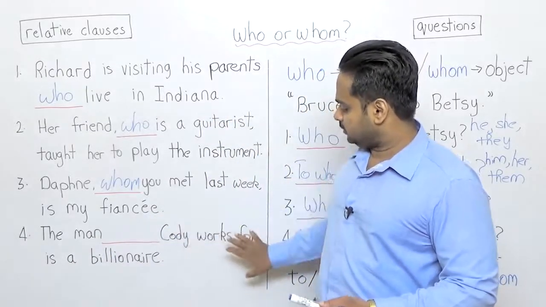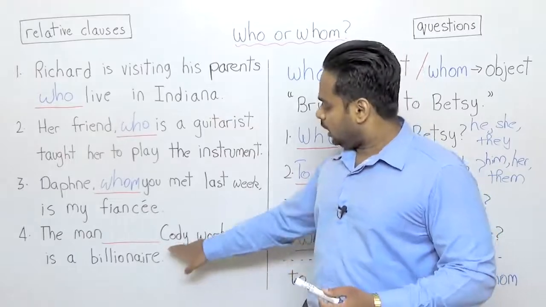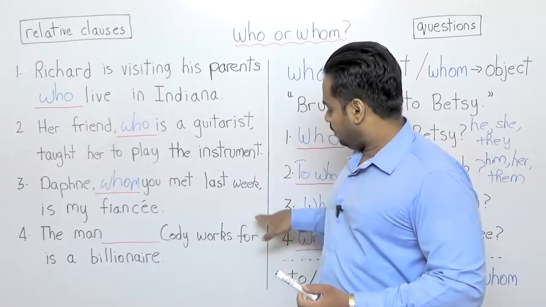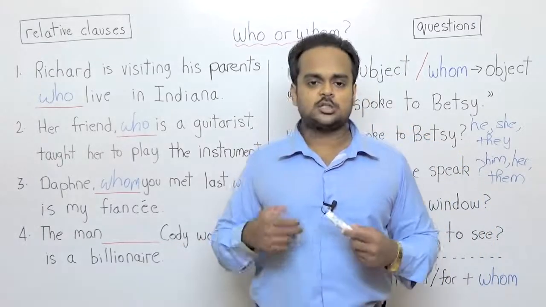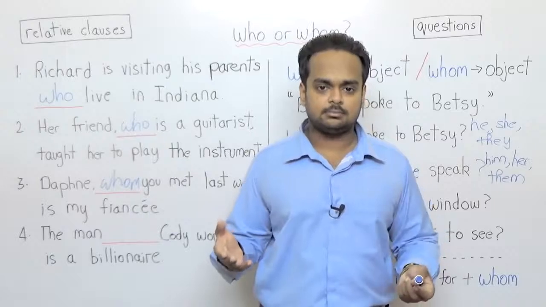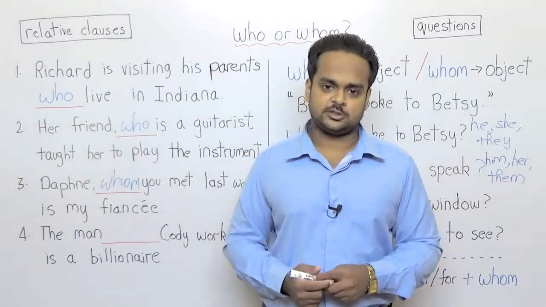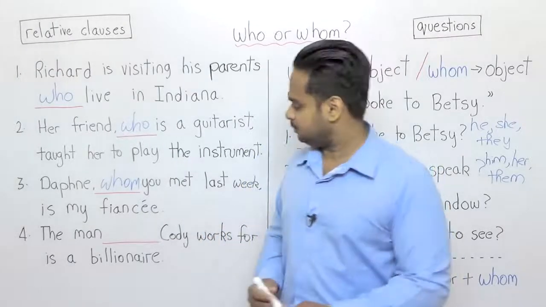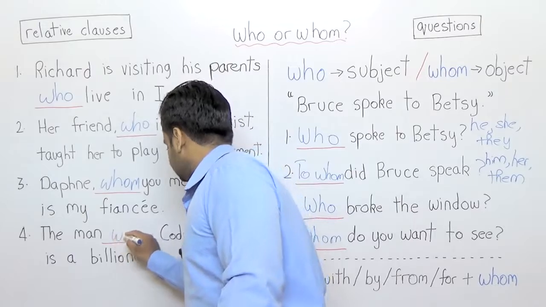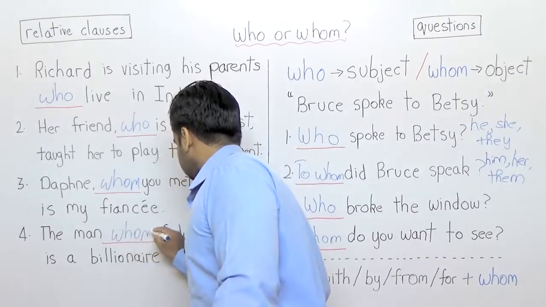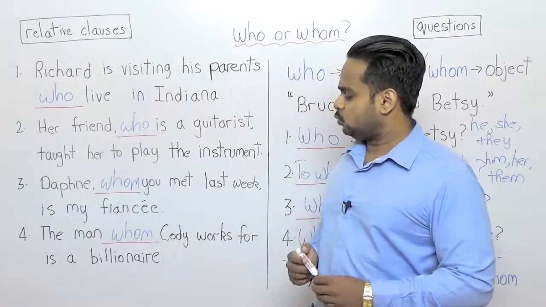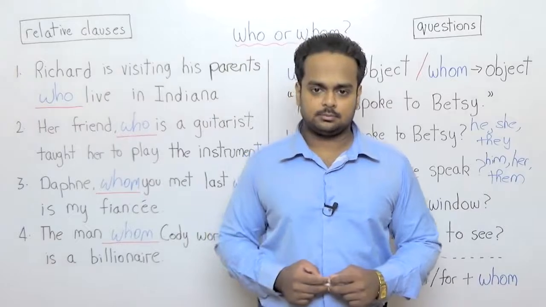Again, we're interested in this clause, the first clause. So Cody works for a man. Can you say Cody works for he or Cody works for him? Cody works for him is correct. So because we have an M, we need a whom. The man whom Cody works for is a billionaire.